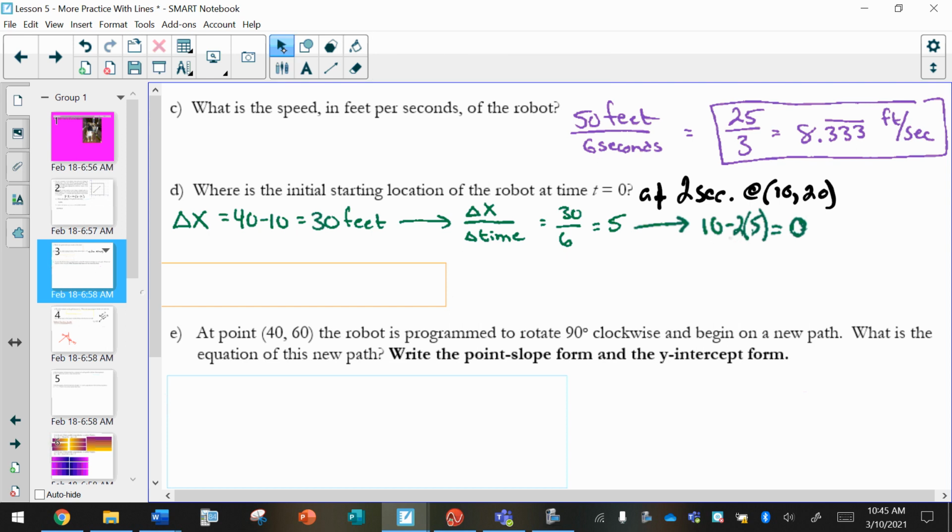It's important to try to do these things on your own. It's okay to make mistakes. Through mistakes comes learning. All right, so the change in y is 60 minus 20, or 40 feet vertically.